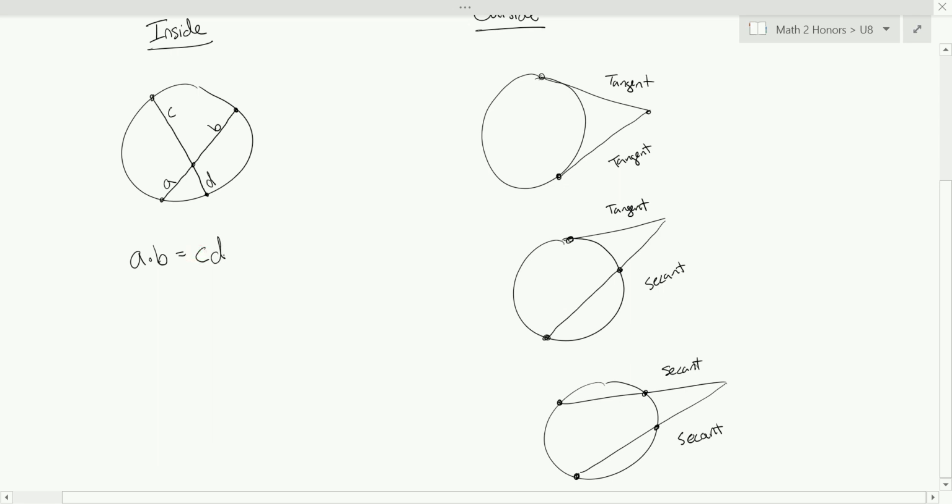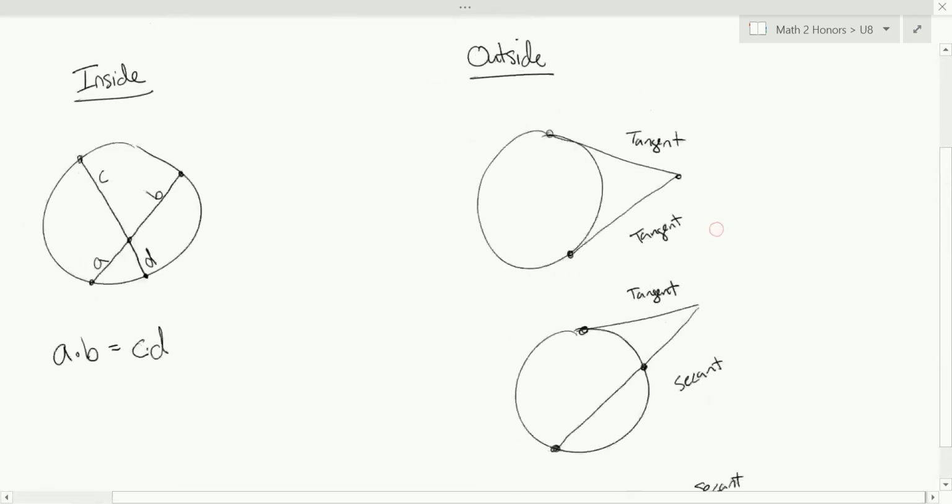So if you take the two segments that make up one chord and multiply those together, you get the product of the other two segments that were split up. So that's a nice result, and we're going to use that. If we were to prove that, it would come through similar triangles and proportions and cross multiplying. But I'm going to bypass that, but this is the result we're going to use, and I want you to know that result.